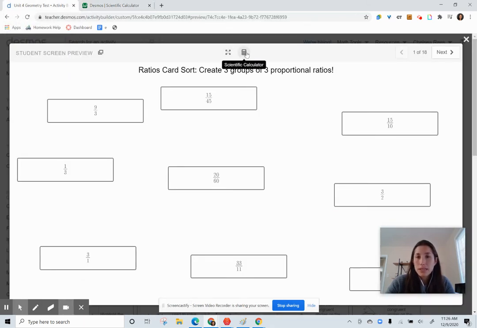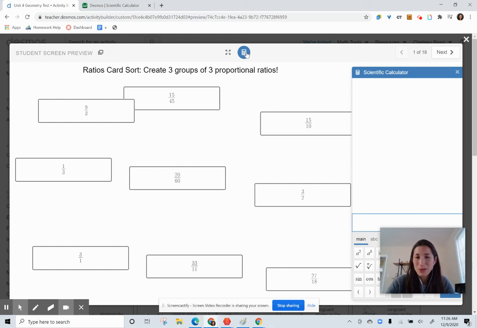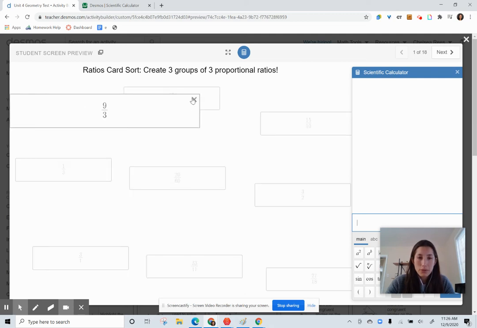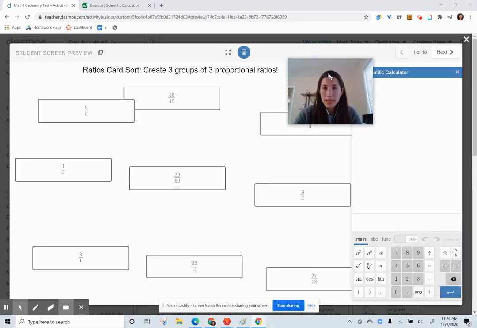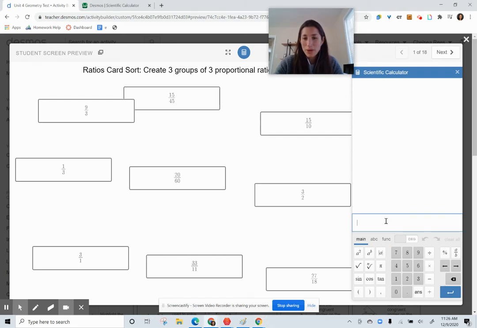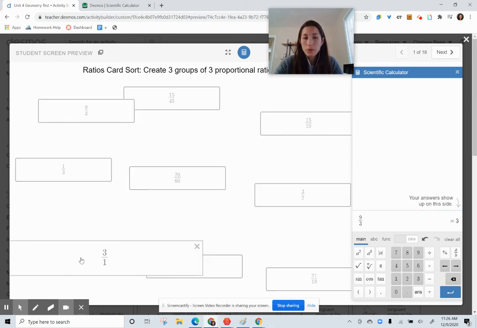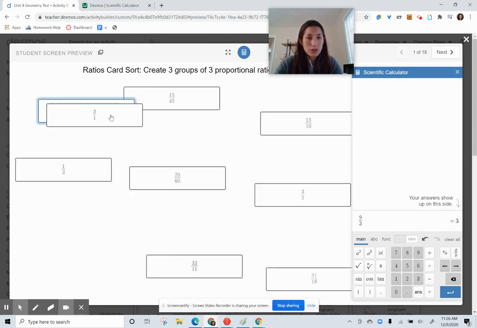I'm going to be using the scientific calculator just off to the side here, so I'm not flipping between both of the screens. In our first question, we are looking for ratios that are similar to each other, ratios that are equal. Basically I can look at 9/3 on my calculator here. I can divide 9 by 3 and see that it simplifies to 3, which is the equivalent of 3/1. So I'm going to match those two cards together.